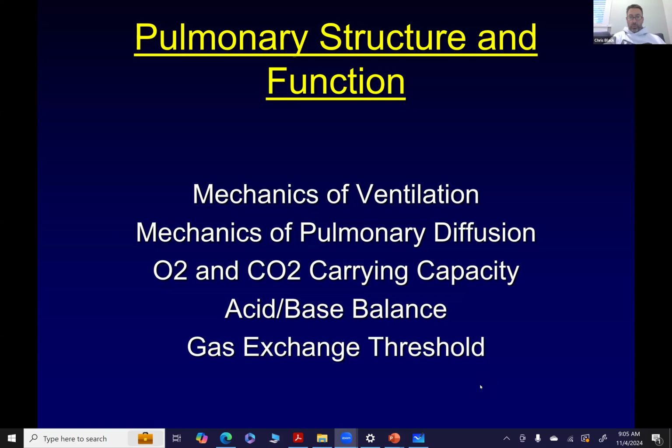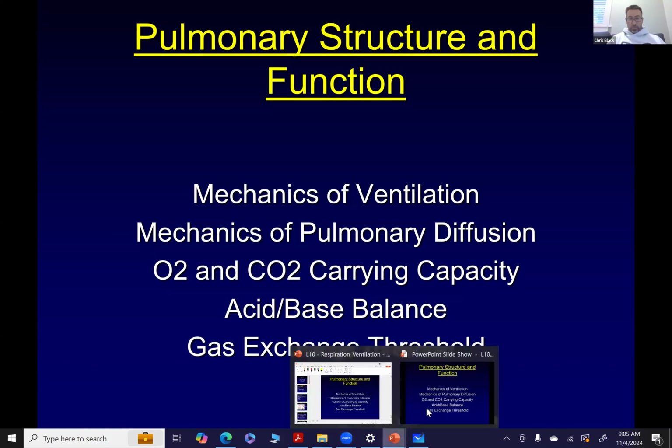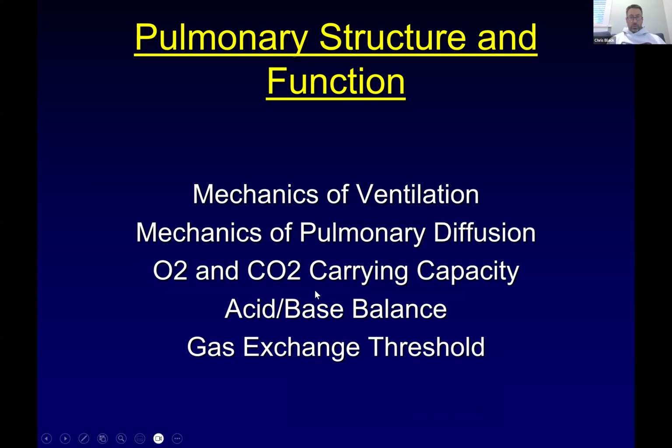We're going to talk about the mechanics of breathing, which we're going to call ventilation. We're going to talk about the mechanics of what we call pulmonary diffusion. And pulmonary diffusion is going to very, very simply be how we're going to move oxygen and CO2 at the lungs, and then how we carry O2 and CO2 in our blood.